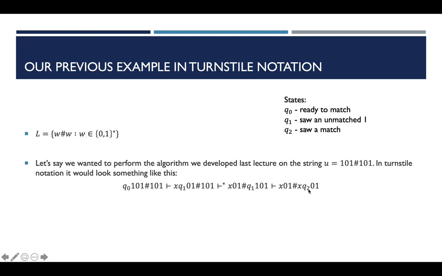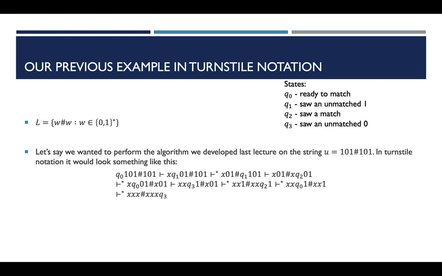What this means is that Q0 effectively means that I'm ready to match. I haven't necessarily read anything at all. In state Q1, I've seen an unmatched 1, and then in state Q2, I have seen a match, and now I know that I don't need to terminate the computation in a reject. I'm on the path toward acceptance, and now all I need to do is seek back to the beginning of the string and effectively apply the same idea over and over again.